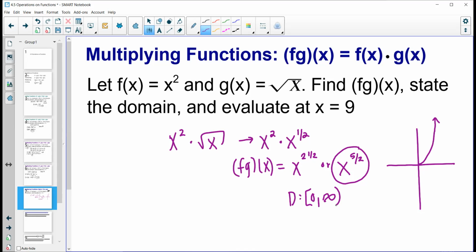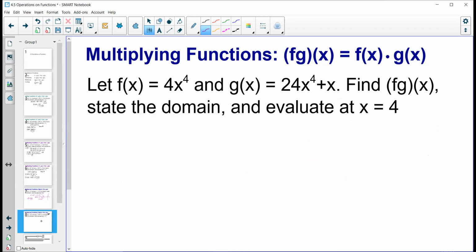Then the last thing we want to do is evaluate at x equals 9. So we're going to put 9 into our equation there with our 5 halves. I promise we can type that in. And as I put 9 into my function, 9 to the power of 5 halves equals 243. Fantastic. Okay, so again, that is how we can multiply those functions.